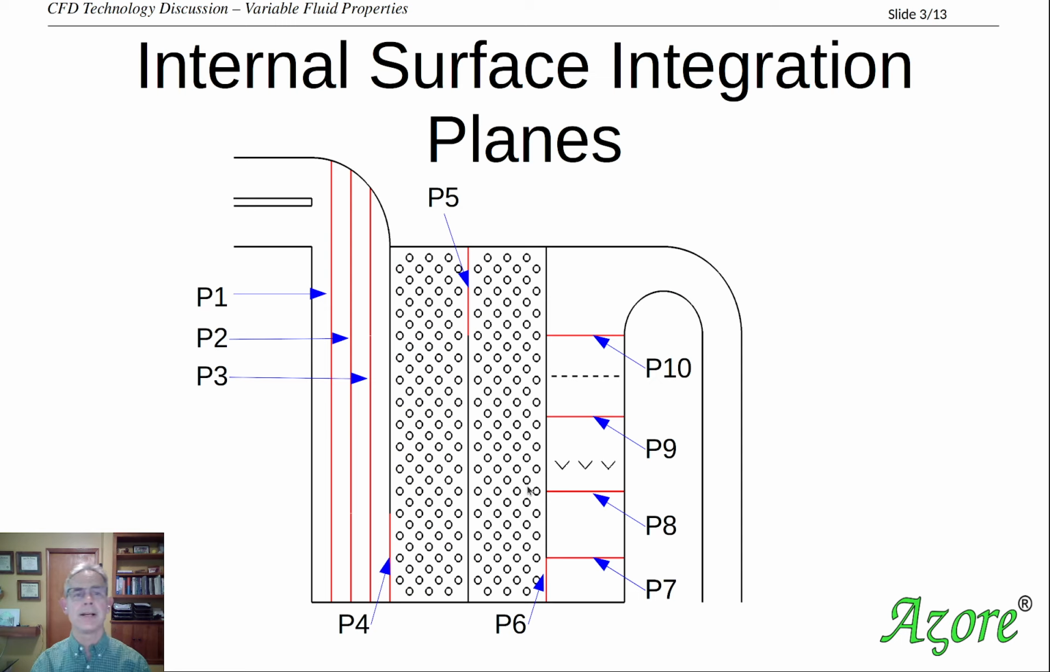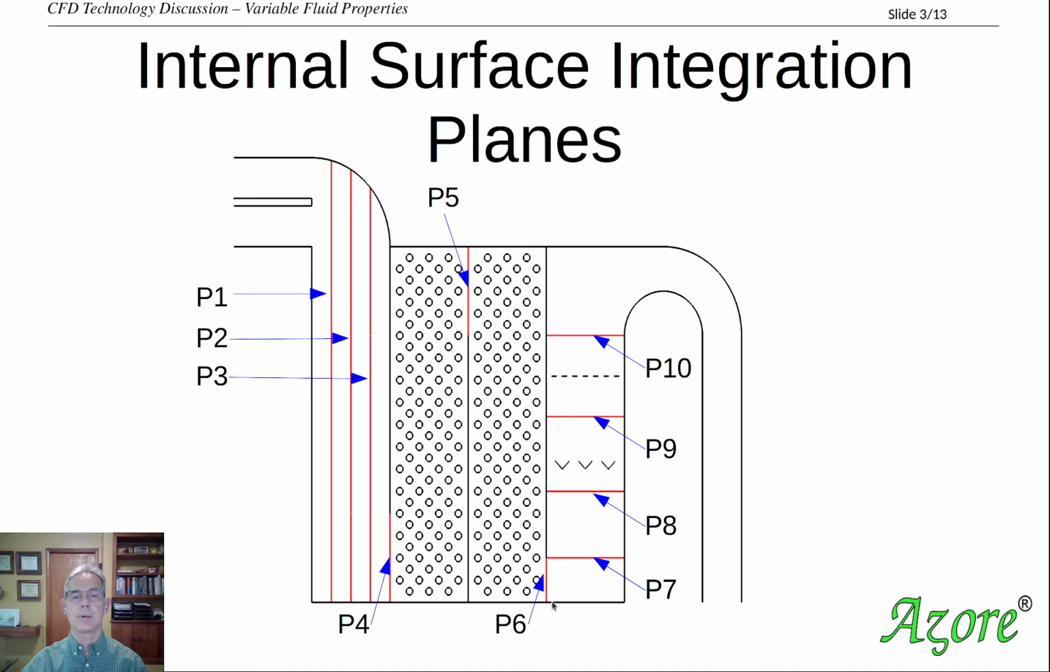But what we're really interested in is what kind of value you will get when you do surface integrals, and we've picked a number of planes through this geometry, and these red lines represent where we might want to take a surface integral to get some sort of average value. There are three planes chosen in this entry mixing area. Then there's a plane chosen right on the entrance to tube bundle 1. And then at the exit of tube bundle 1, we have another integration plane.